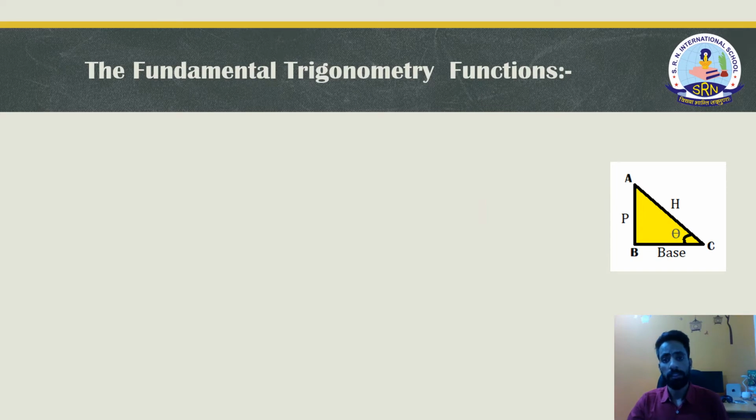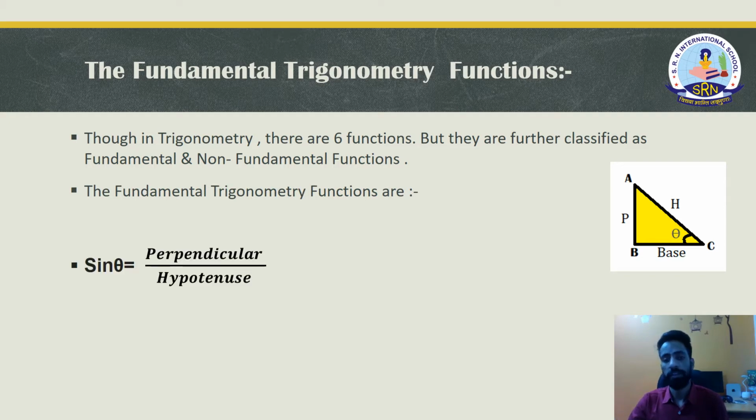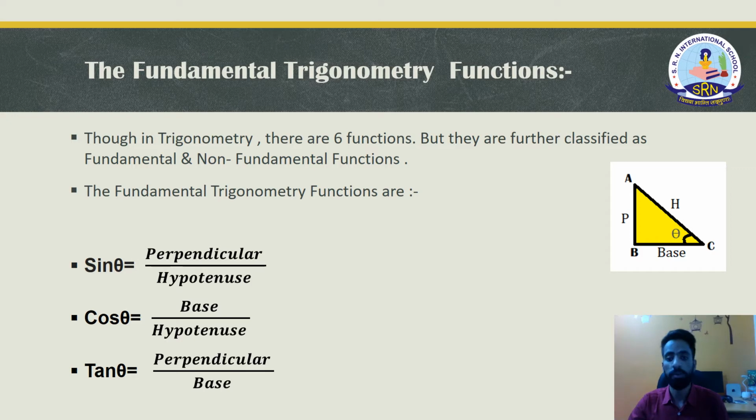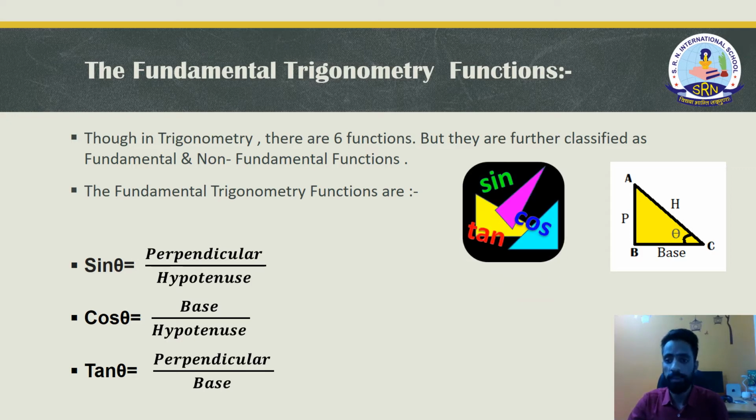Now let's discuss the fundamental trigonometry functions. Though there are 6 functions in trigonometry, they are further classified as fundamental and non-fundamental functions. The fundamental trigonometry functions are sine theta, which is equal to perpendicular upon hypotenuse. The next is cos theta, which is equal to base upon hypotenuse, and tan theta is equal to perpendicular upon base. So these are the 3 fundamental trigonometry functions over which the entire trigonometry is based.